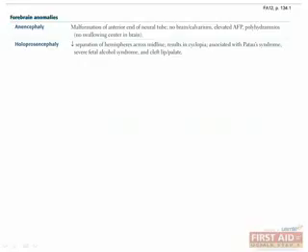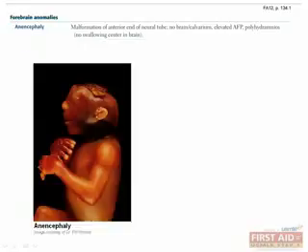Forebrain anomalies are another type of CNS defect and are much more severe. Anencephaly is a malformation that results in absence of a forebrain, and these babies always die soon after birth. Maternal serum alpha-fetoprotein can be elevated and ultrasound is useful for diagnosis.